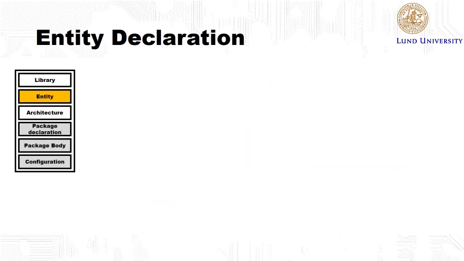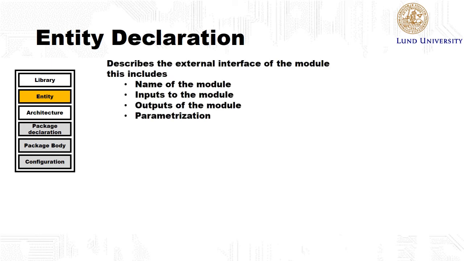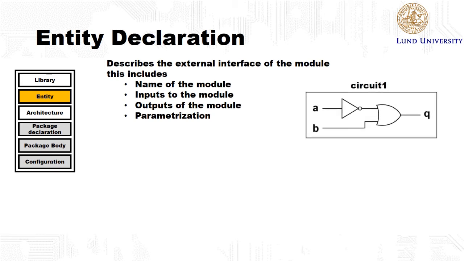In the entity part of a VHDL source file, we describe the external interface of the module. So this includes the name of the module, the inputs to the module, the outputs to the module, and we can also make use of parameterization in the entity, but this will not be covered in this lecture as it is a bit more advanced features. We will now take a look at how we can describe the entity of this circuit in VHDL. So this circuit has two inputs, A and B, and one output, Q. And the name of the module is circuit 1.